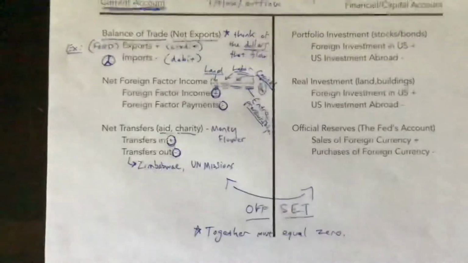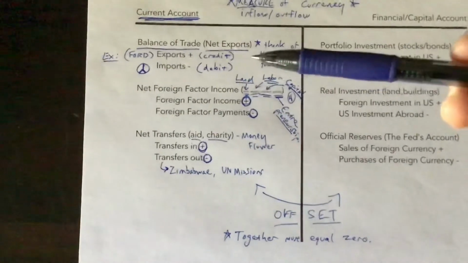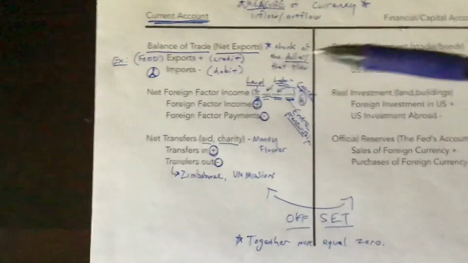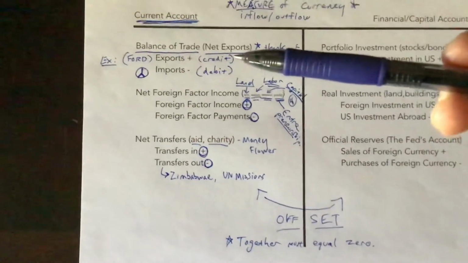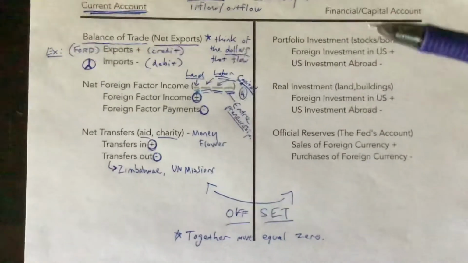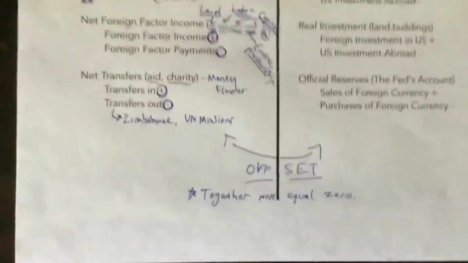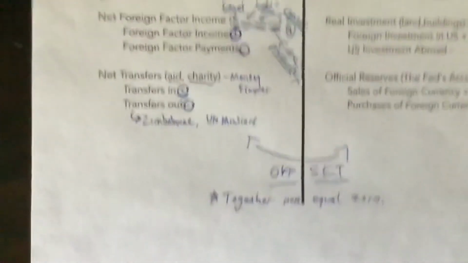Now let's look at the right side of this, which has to equal 0. We got to zero it all out. Anything over here translates to the right side. So when we're importing and exporting, that will fit somewhere in here. So let's see where. We got on the financial accounts, capital is financial. We start with foreign investment and U.S. investment abroad. That's portfolio investment.